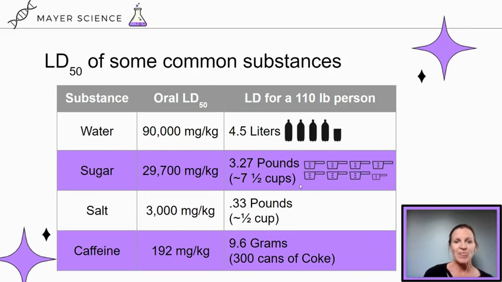That is equivalent to having about 7.5 cups of sugar in a very short period of time, which is a lot. Salt, 3,000 milligrams per kilogram of body weight, is the equivalent of having half a cup of salt in a very short period of time. And finally, caffeine. The oral LD50 is 192 milligrams per kilogram of body weight, which is the equivalent of having about 300 cans of Coke in a really short period of time.